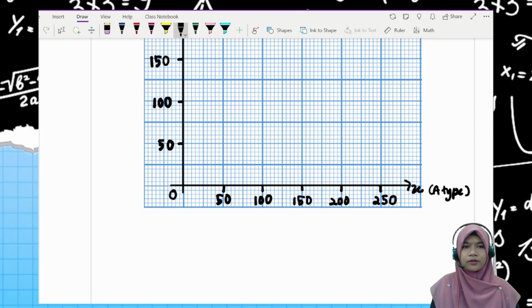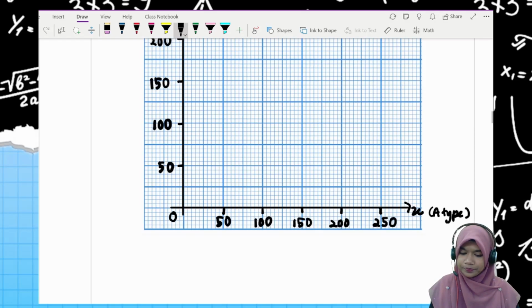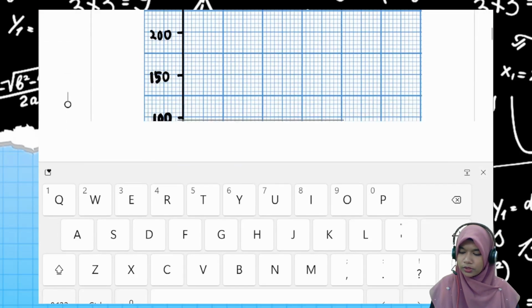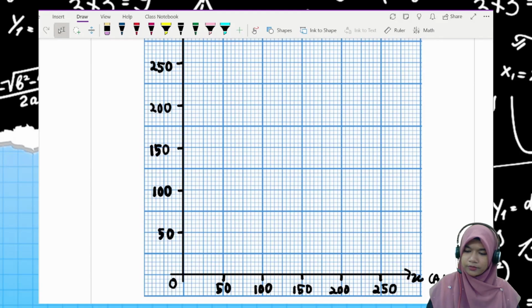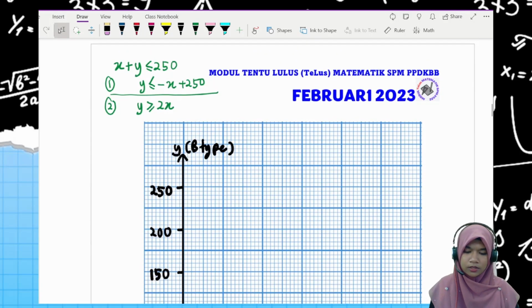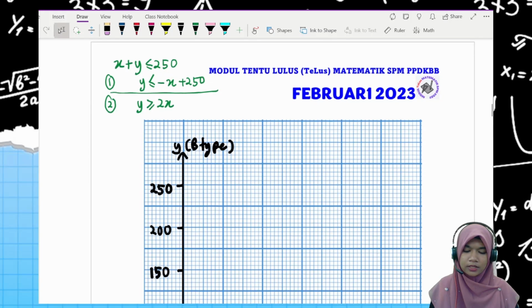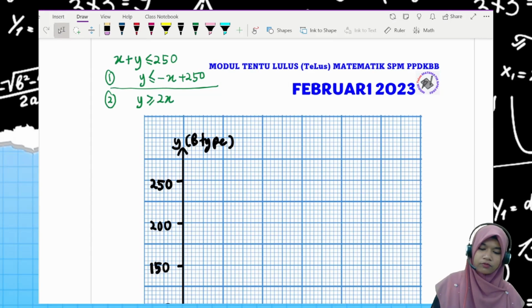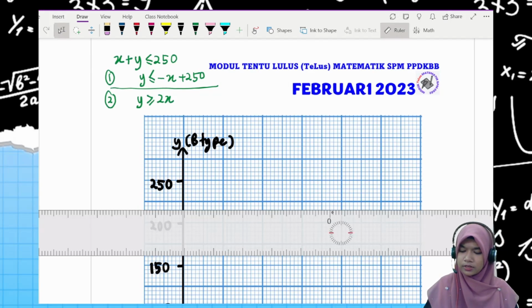So the first mark is given for the scale that you use. Make sure you use a uniform scale. Next, you draw the graph. For the first graph just now, y less than or equal to negative x plus 250.